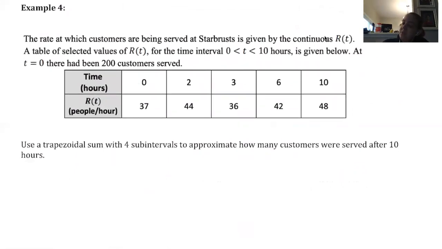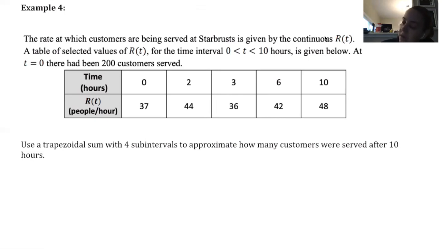Example 4, I think this is the last one we have. The rate at which customers are being served at Starbucks is given by the continuous rate function R of t. A table of selected values is given below. At t equals 0, there had been 200 customers served. Use a trapezoidal sum with 4 subintervals to approximate how many customers were served after 10 hours.